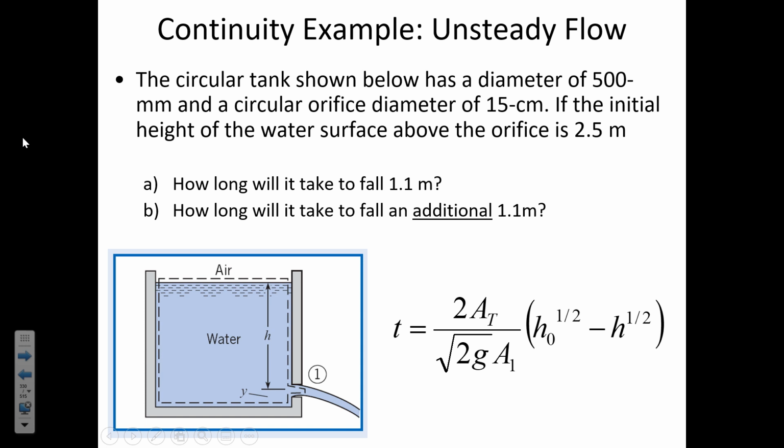Let me pause for a moment and calculate these two things. Here in part A, how long does it take for the level to fall that first 1.1 meters? And then how long for it to fall an additional 1.1 meters? It's going to be a different amount of time because the starting height and finish height values will be different than they were in part A.